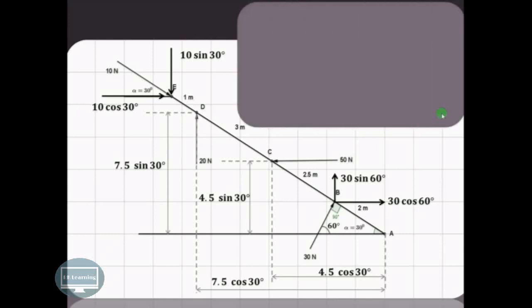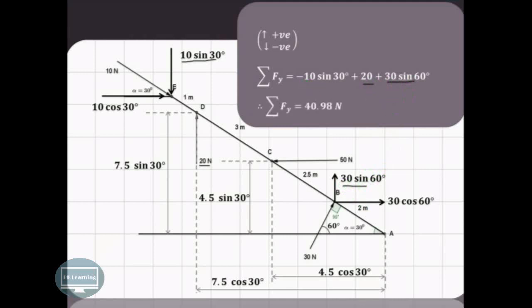Similarly, we can find the summation of forces in y direction by using the convention that upward forces are considered positive, whereas downward forces are considered negative. So summation of Fy will be equal to, starting with the first force, 10 sine 30, which is acting in the downward direction, so it is negative. Then this 20 Newton force is acting in the upward direction at point D, so it is positive. Whereas this 30 sine 60 is also acting in the upward direction, so that is also positive. Therefore, when we make the calculation, we get summation of Fy as 40.98.